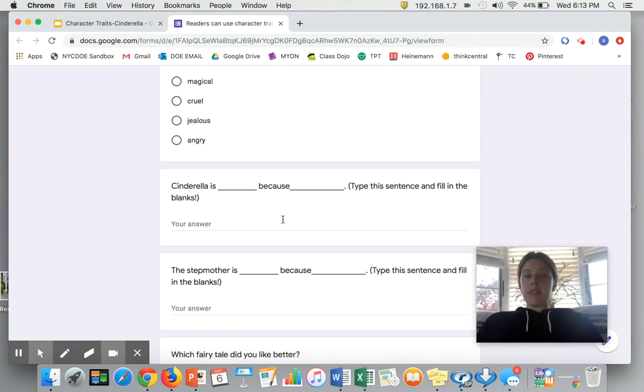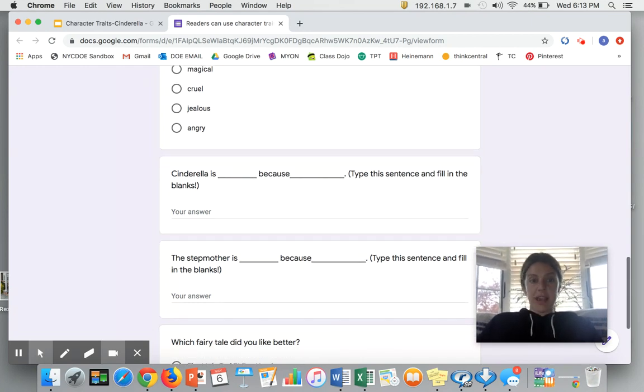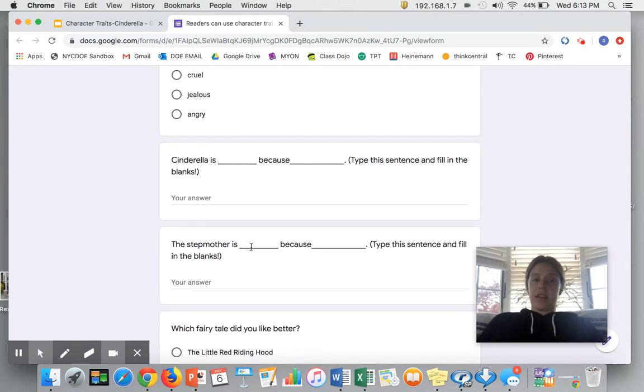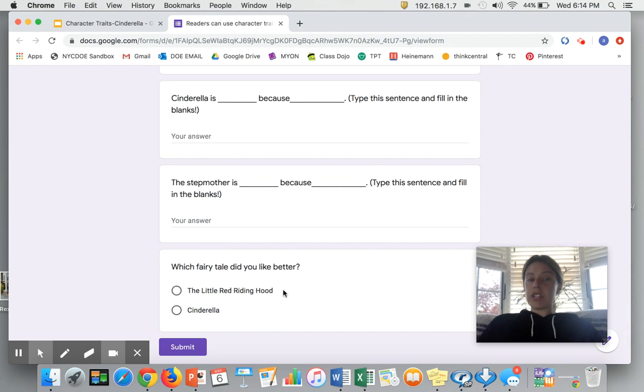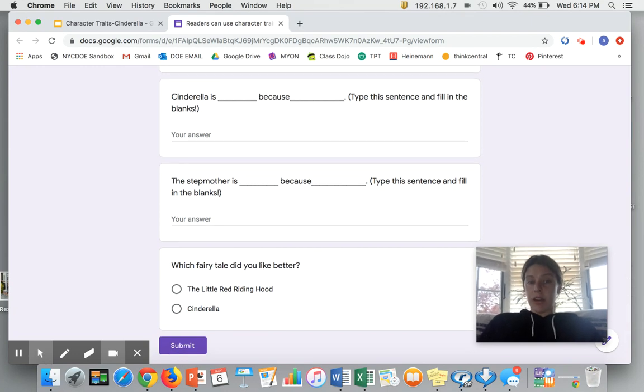And then on the bottom, you're going to have to type 2 sentences, just like I did. Don't use the same one I did because I know your smart brains can think of one on your own. Cinderella is, and put the character trait because, and give a reason. Use evidence from the text, just like I did. And then the stepmother is, pick a character trait and use evidence from the text. The last question, which fairy tale did you like better?